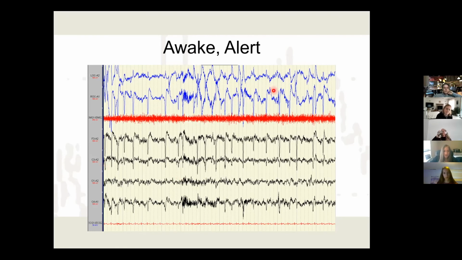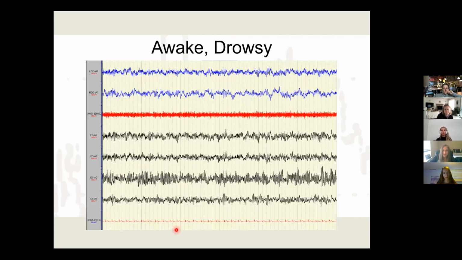So this is a very awake, alert person. It's a very high frequency. The waves are pretty close together. There's a bunch of muscle activity, eye blinks. You can tell that this person is very awake and alert.